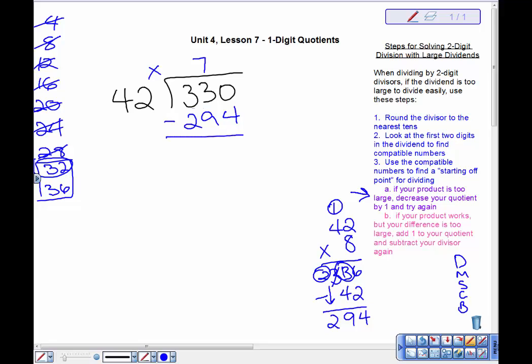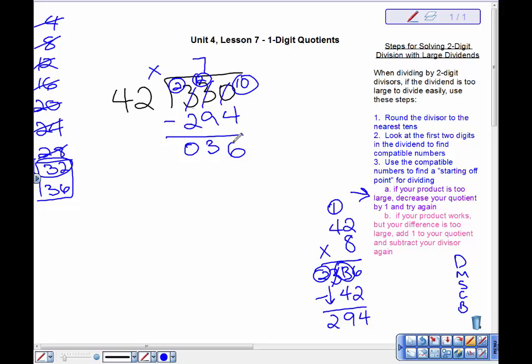Now I'm going to continue with the next step, which is to subtract. 0 minus 4 I can't do. Let's turn this into a 2, turn this into a 10. 10 minus 4 is 6. 2 minus 9 I can't do, so we'll turn this into a 2 and turn this 2 into a 12. So now I can do 12 minus 9 is 3. 2 minus 2 is 0.